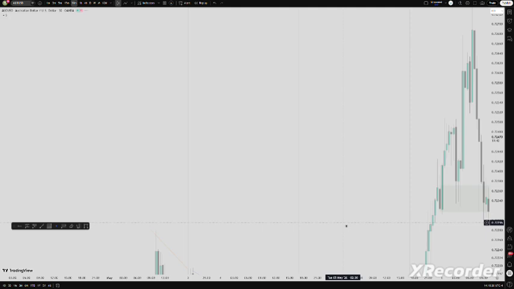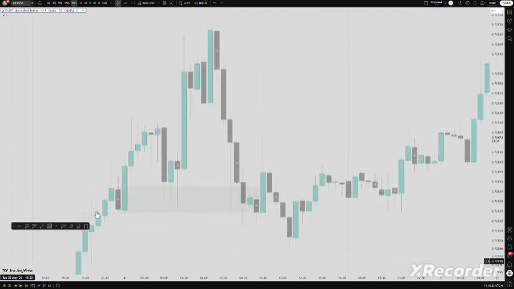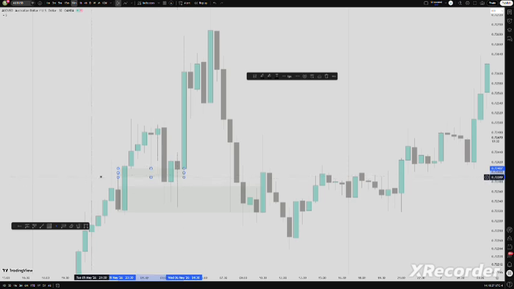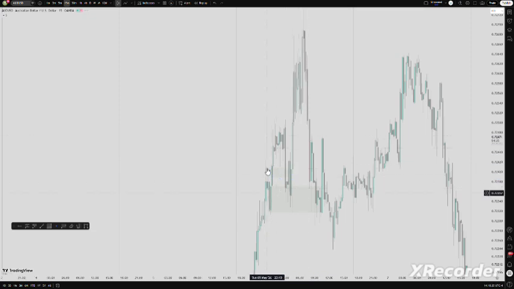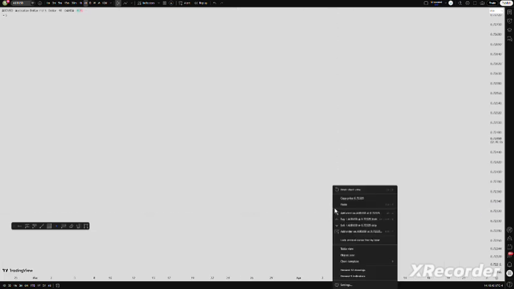Alright, so for continuations, you want to see, we also had this fair value gap being used alongside that bullish OB. As you can see, price just swept into it and displaced. So that was it for Wednesday.